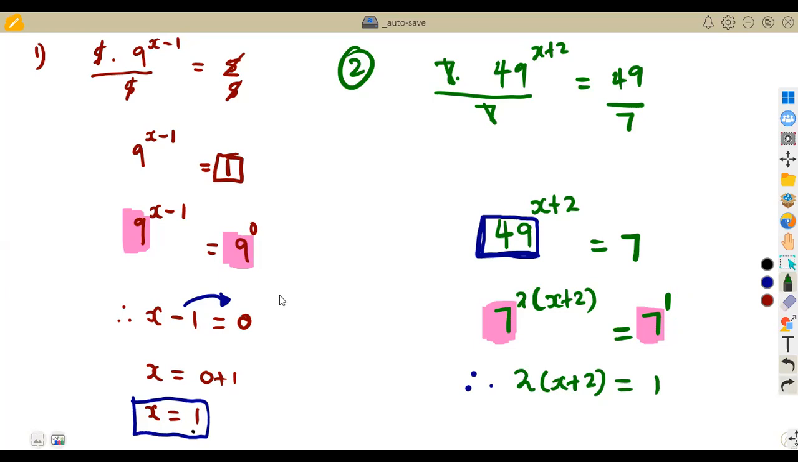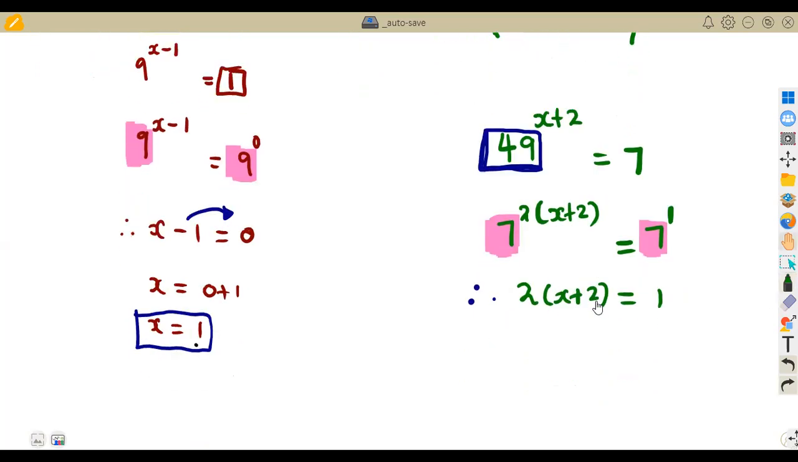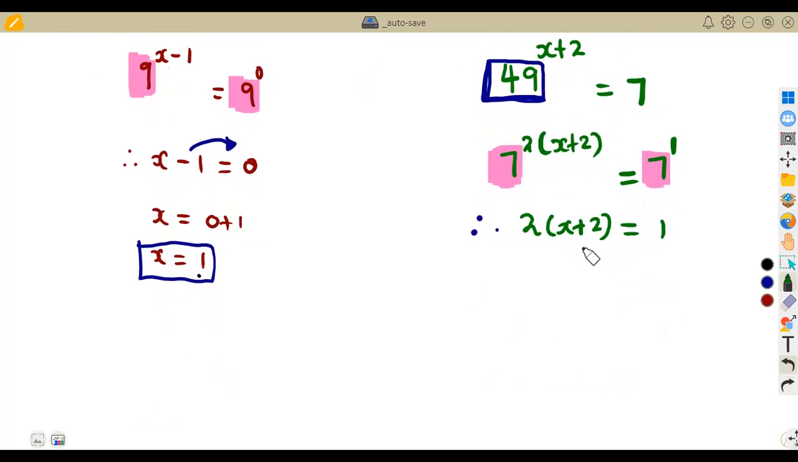So you are now done with your exponents. This is no longer about exponents. It's about a linear equation now. Given brackets, how do you solve this equation? You have to expand your brackets. So here you have to expand the brackets. So how do I expand the brackets?